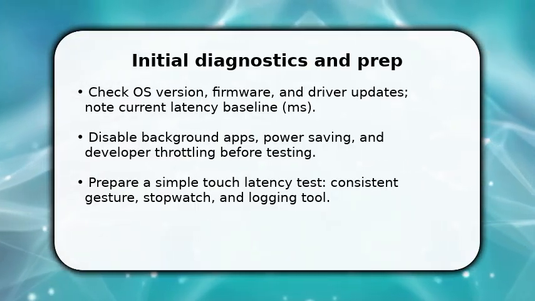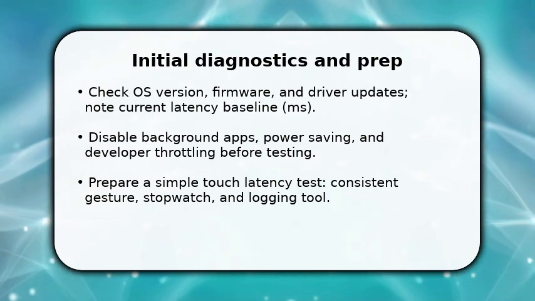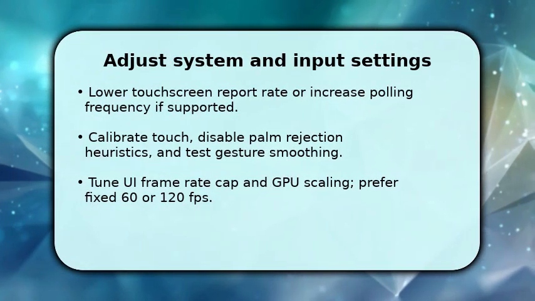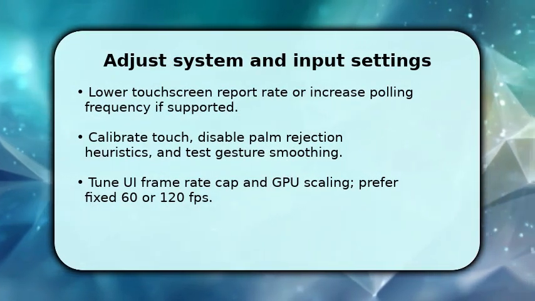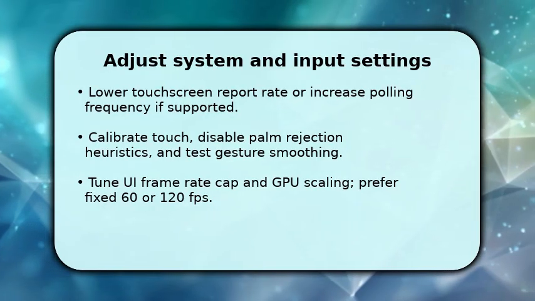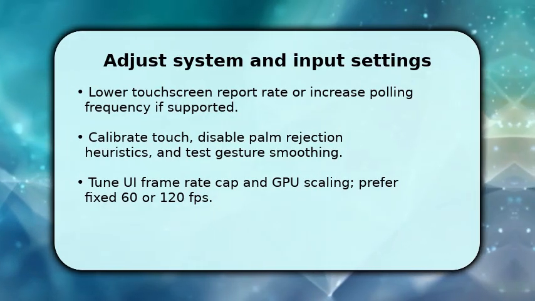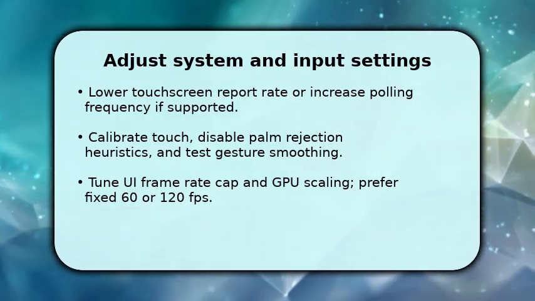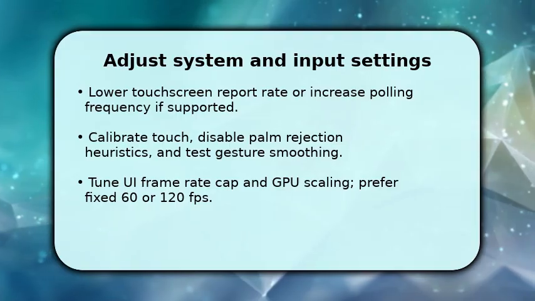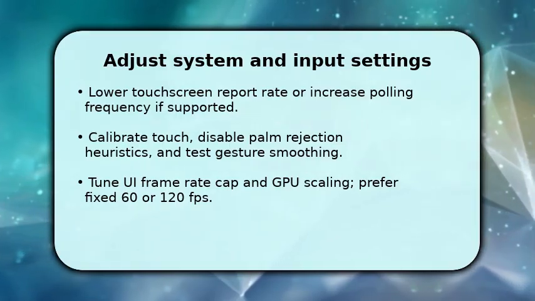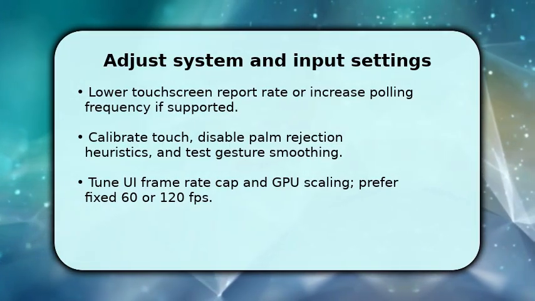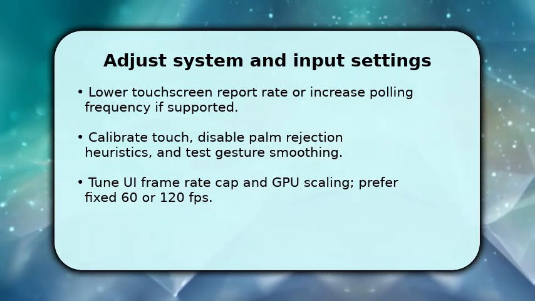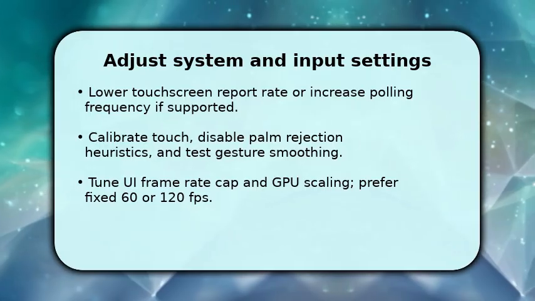You now change the core settings that directly affect input latency. First, adjust the touchscreen poll/report rate or polling driver so the hardware reports more frequently. That reduces sensor lag. Next, recalibrate touch and temporarily disable palm rejection heuristics that add processing time, and lower gesture smoothing to remove added interpolation. Finally, set a consistent UI frame rate target and match GPU scaling. This keeps frames aligned with touch reports.